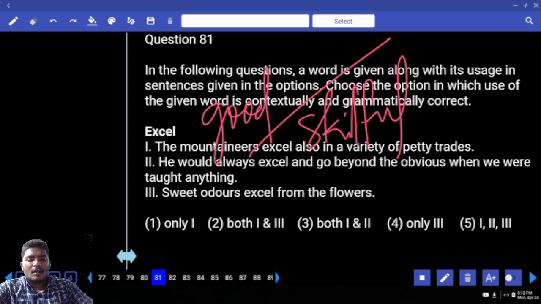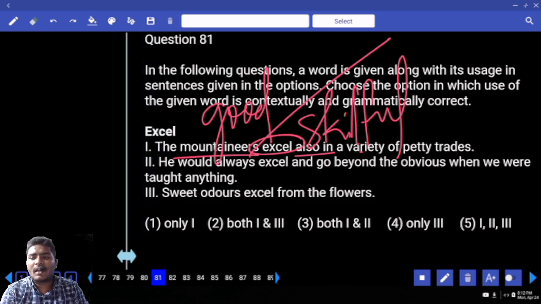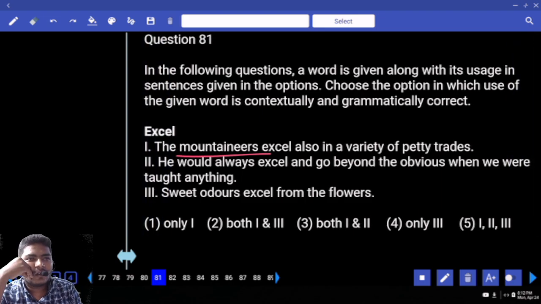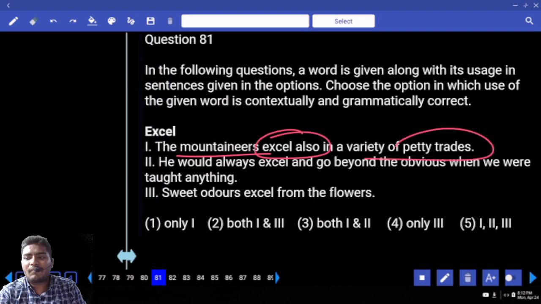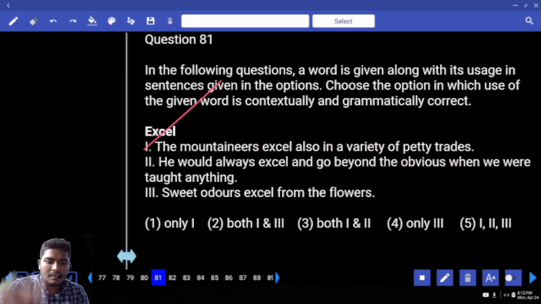Look at the first one. The mountaineers excel also in variety of pretty trades. We are speaking about the mountaineers here. The mountaineers also excel. That means they have very good skills also in variety of pretty trades. Mountaineers in a sense, what does it mean? Whom do you mean by mountaineers? People who live near and in the mountains. Those people excel also in variety of what here? Pretty trades. That means they not only climb these mountains, they also have the talent of doing other pretty trades. First one is absolutely fine.